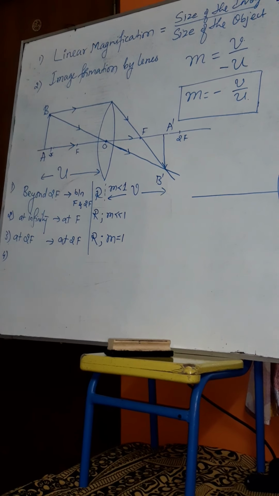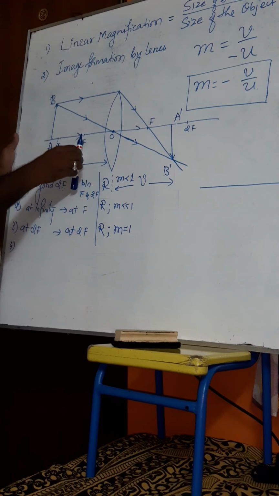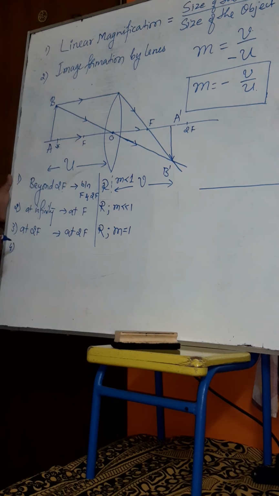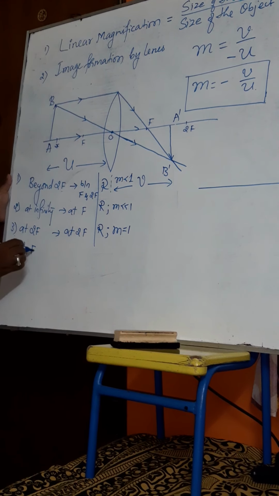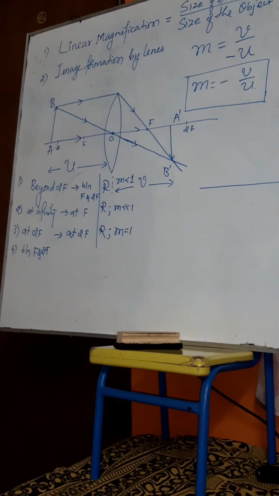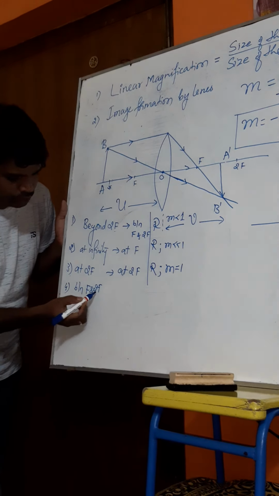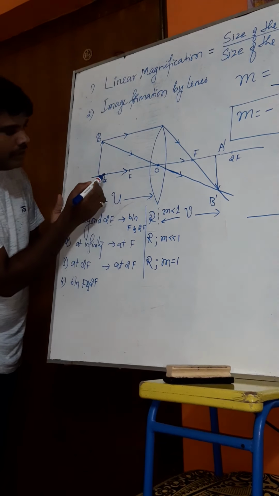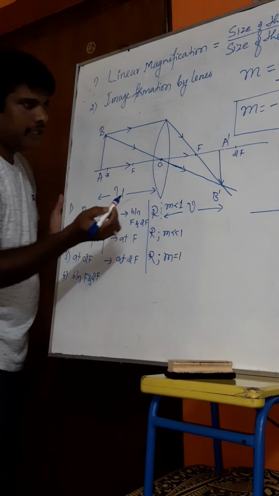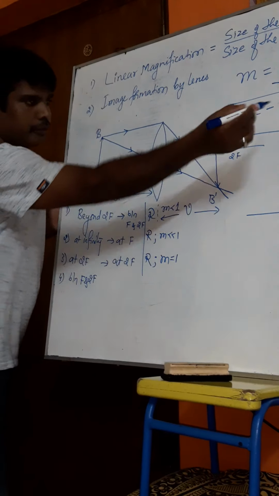And in the fourth case, what happens if I place the object between f and 2f? If the object is placed between f and 2f, here, the image is formed behind 2f.